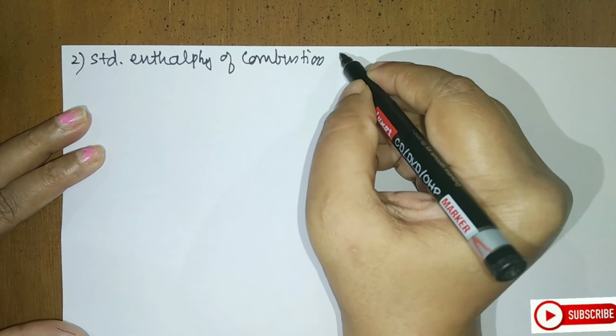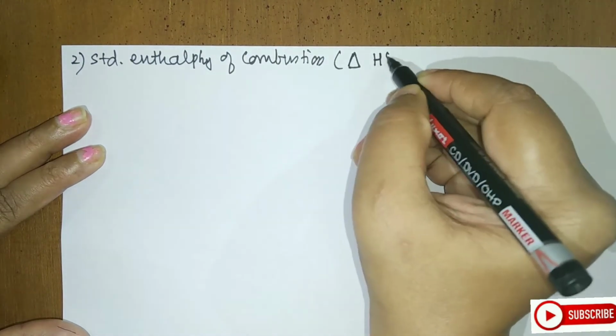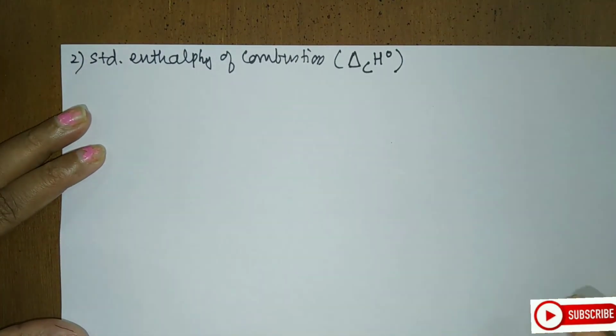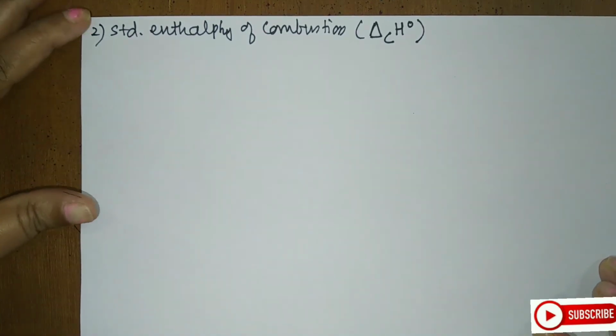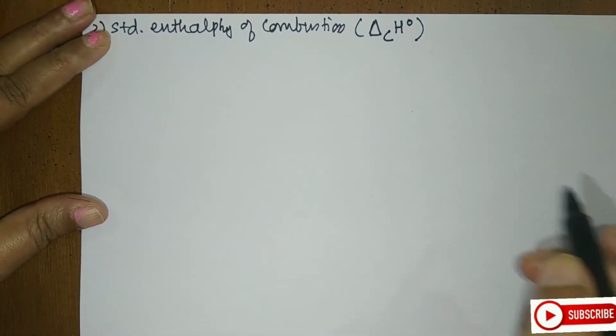How you will represent this is delta. We will just write a C here now. So this is how you represent standard enthalpy of combustion. Again, let us take an example and create the definition.